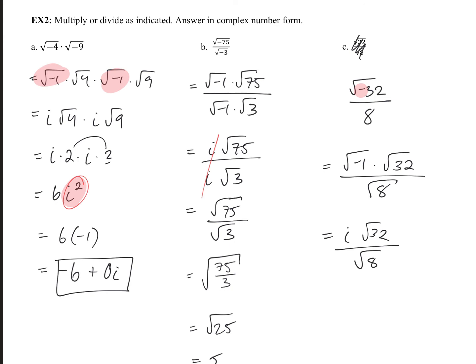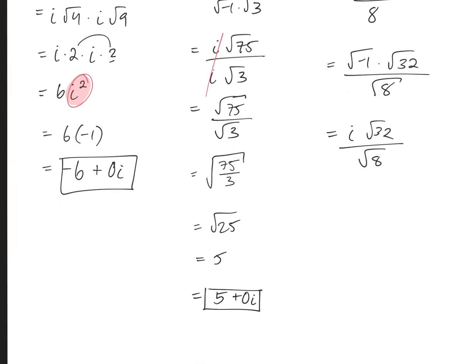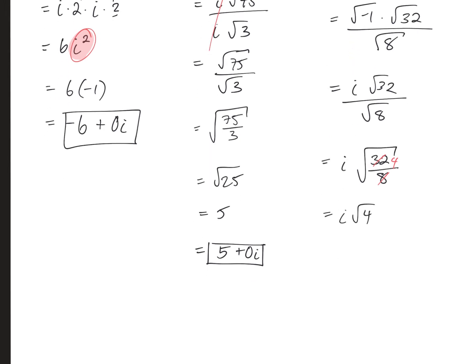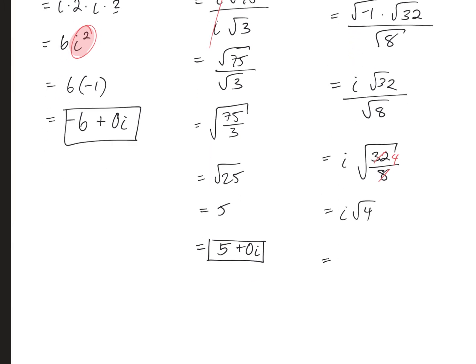A lot going on. So now what I'm going to do is I know 32 and 8 can be divided together, and that'll be 4, because 8 times 4 is 32. So let's go ahead and split that up. We have i root 32 over 8. Then that'll simplify, and we get 4. So we get i root 4. Simplifying that, I can simplify 4. That'll be 2i. Once again, I write the i at the end.